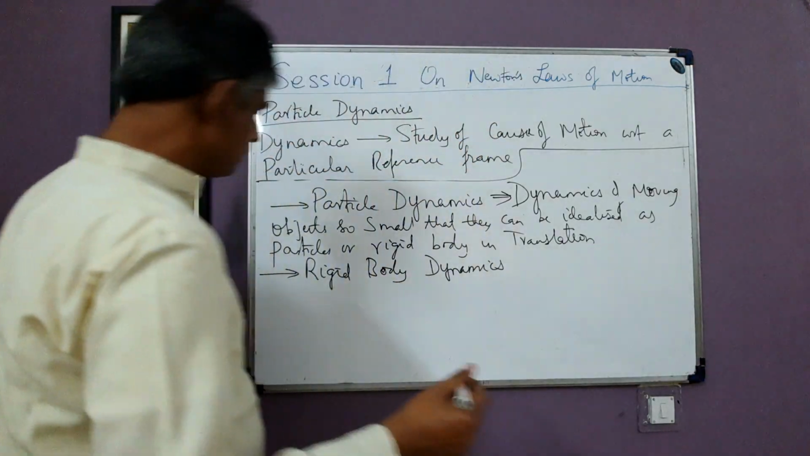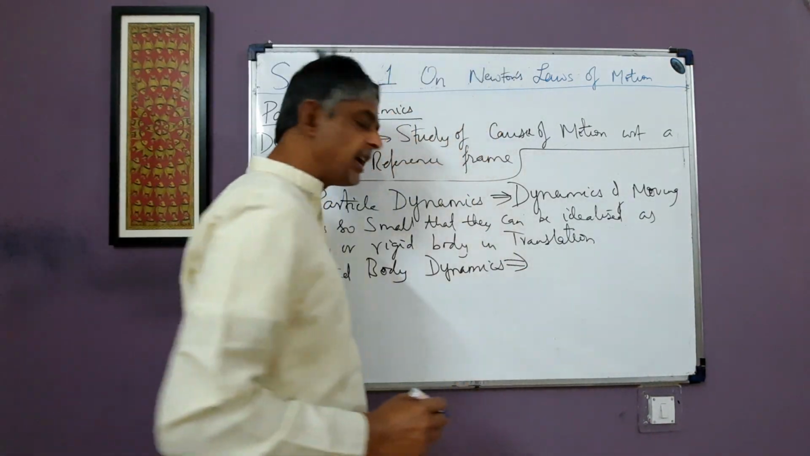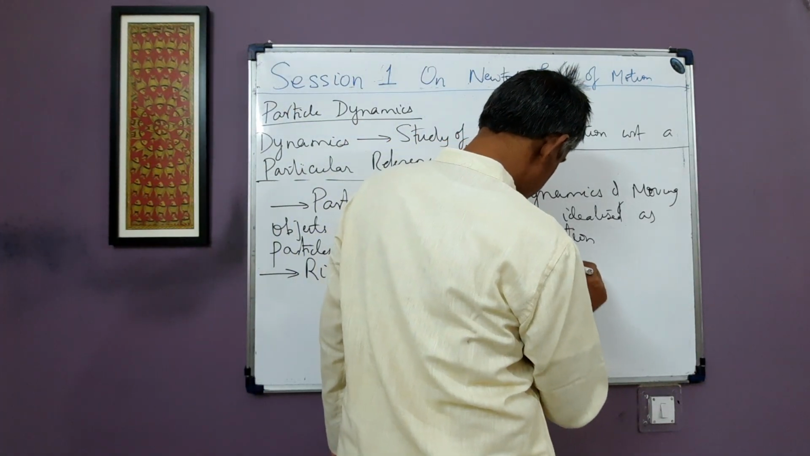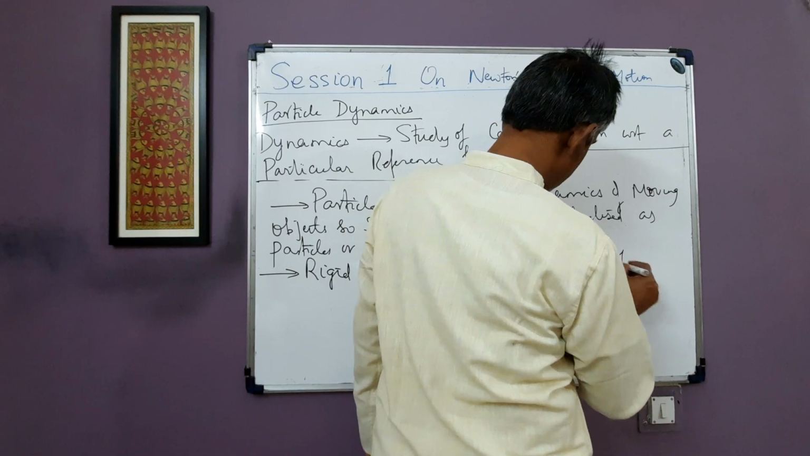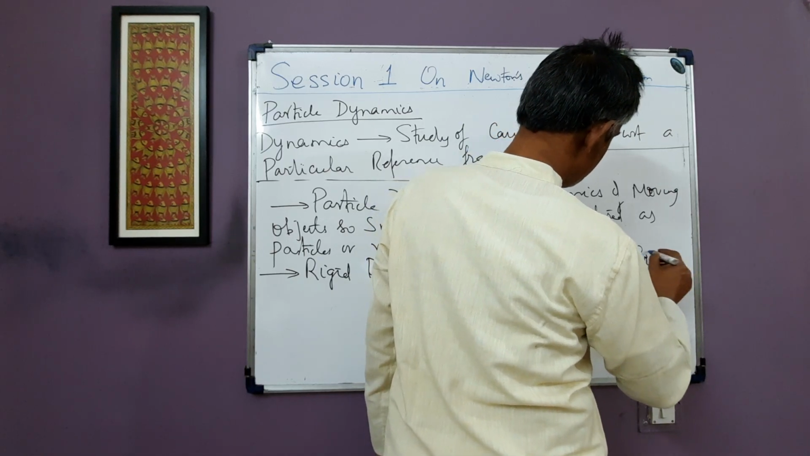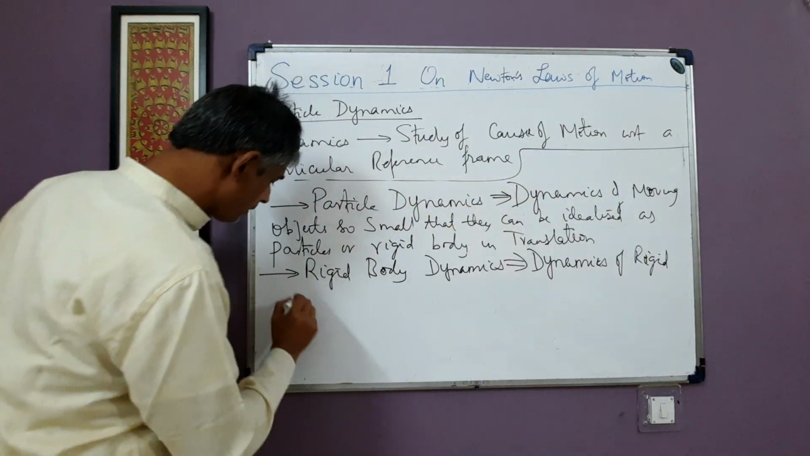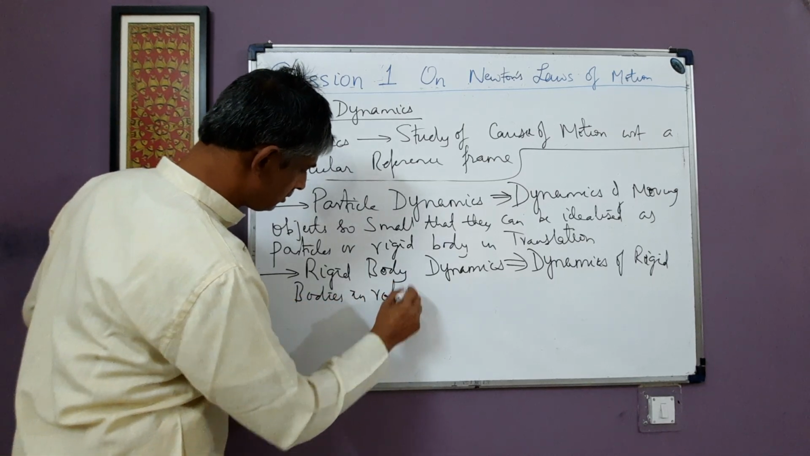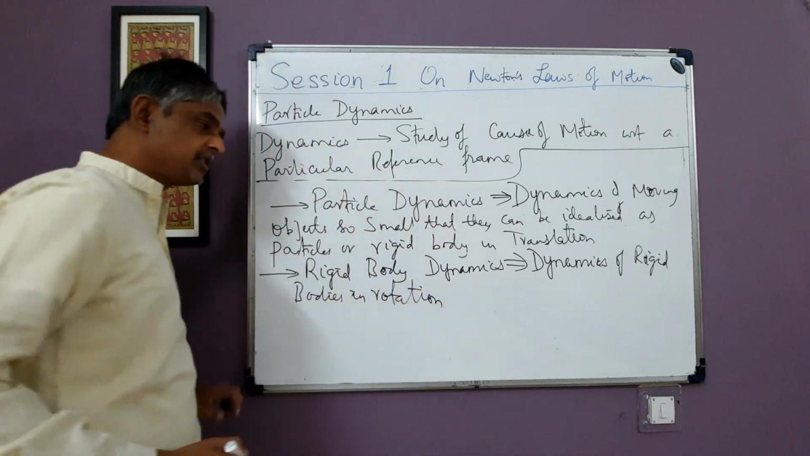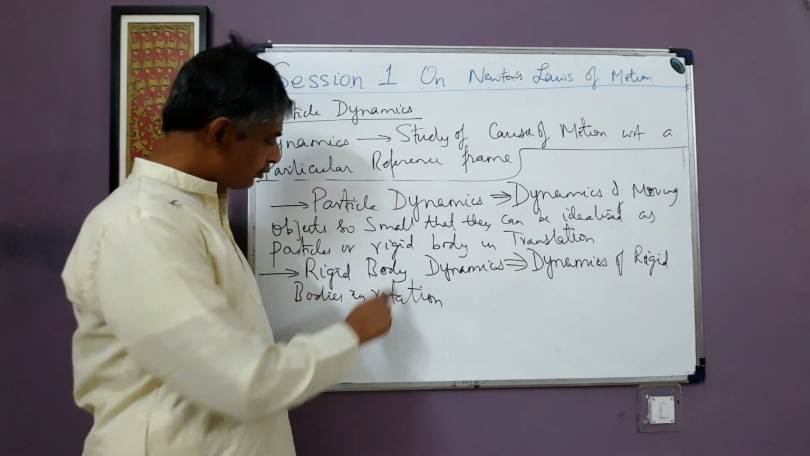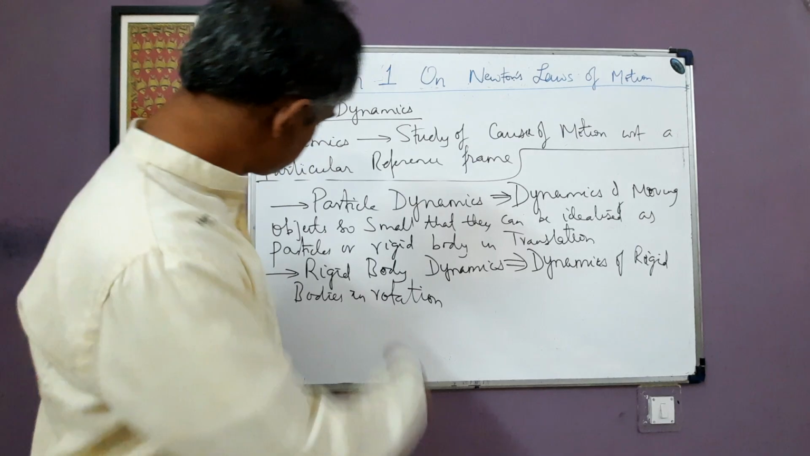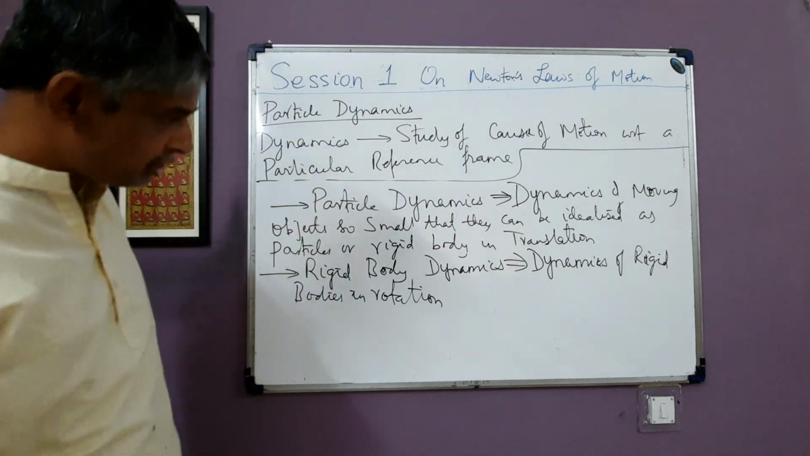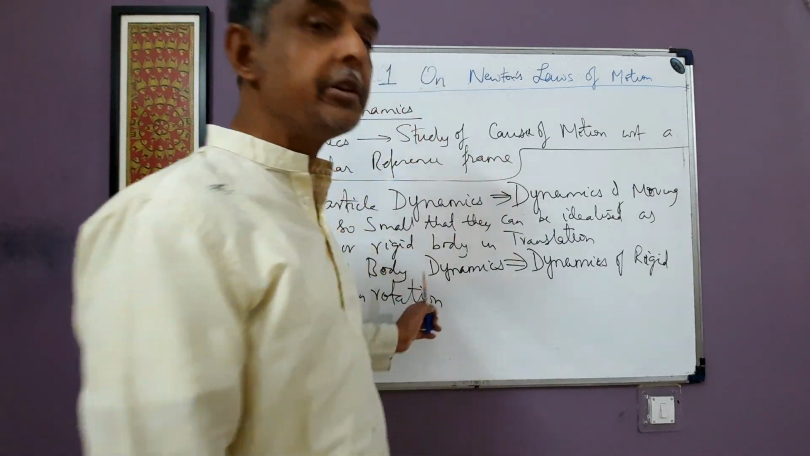Okay, so in this we study the dynamics of rigid bodies in rotation. This is more complicated as compared to particle dynamics. This is an increasing order of complexity. So dynamics of rigid bodies in rotation comes within the purview of rigid body dynamics.